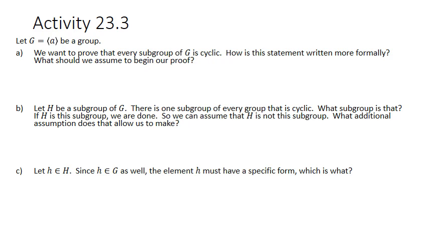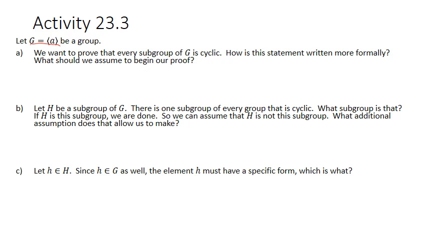Okay, let's go ahead and look at the solutions together. So let G equals angle bracket A be a group. So that tells us that G is a cyclic group. It is generated by A, and so every element of G will be a power of A. So we want to prove in part A here that every subgroup of G is cyclic. So how do we write that more formally? How do we start? What do we assume to begin our proof?